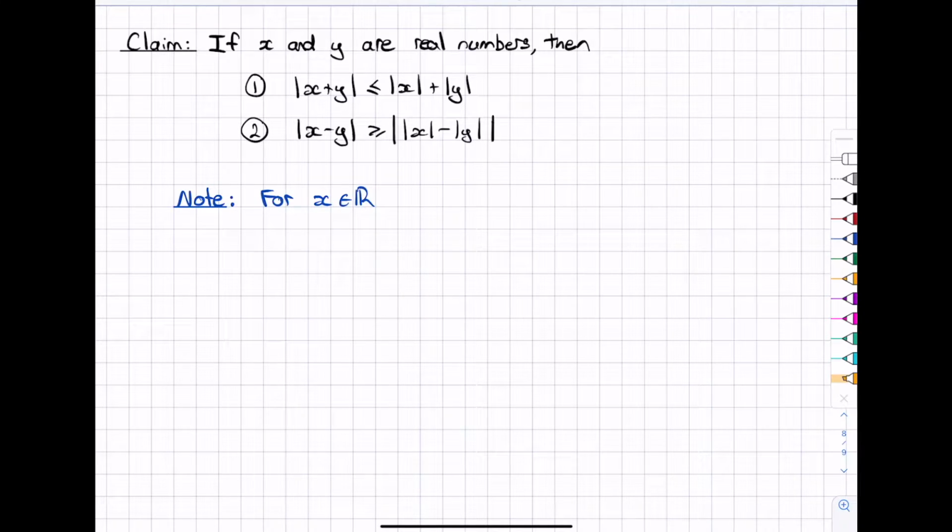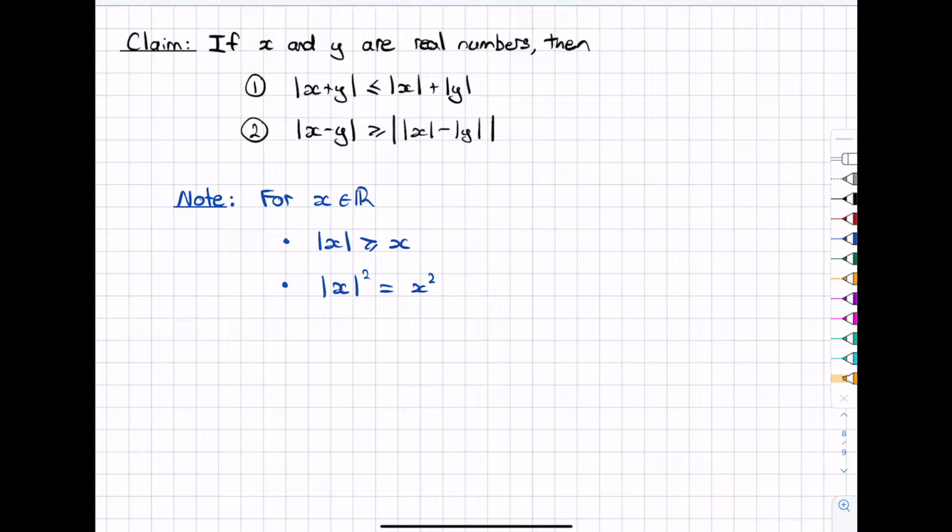So if x is a real number, the first thing we want to note is that the absolute value of x is always greater than or equal to x. And this is pretty easy to justify. If x is a negative number, then the absolute value of x is positive, and certainly a positive number is larger than a negative number. If x was equal to 0 or a positive number, then the absolute value of x just is equal to x, and so we recover the equality case of this inequality. But regardless of what case we are in, whether x is positive, negative, or 0, the absolute value of x is always greater than or equal to x.